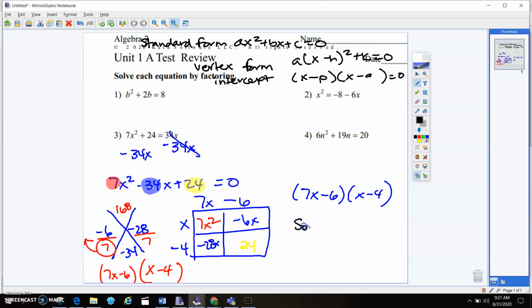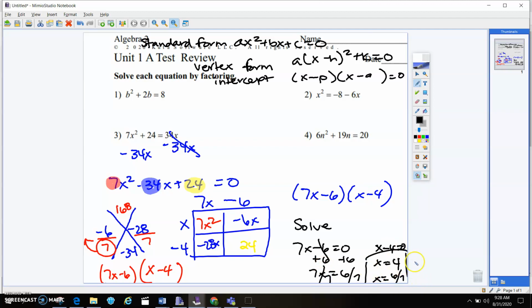So now we're going to actually solve. We're going to take both of these, set them equal to 0, and solve. So this one will give me positive 4 because I'm going to add that 4 to the other side. Over here I'm going to add 6, and then I'm going to divide by 7. So that's going to give me x equals 6/7 and x equals 4. I would pause the video and I would try number 4. I have about 2 minutes to get through this, so try it on your own, and then I'm going to work through it pretty quickly.